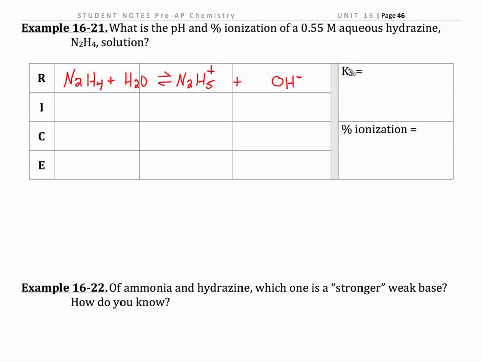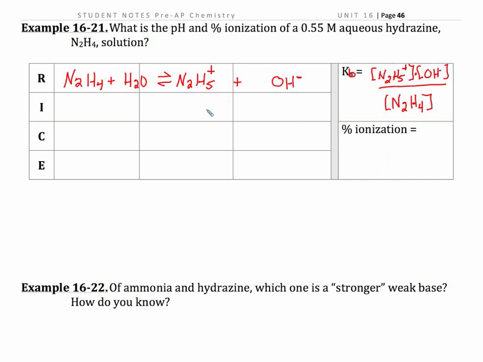I noticed here on mine there's a bit of a typo. That should say KB there, not KA, so please fix that. The reason, I think, will be evident at the end of this problem. So the KB expression would be my products. You must use brackets, not parentheses, when you're doing a symbolic expression because those brackets mean molarity. Now, once you start your mathematics, I'm okay if you switch to using parentheses. Okay? So remember, it's products in the numerator.